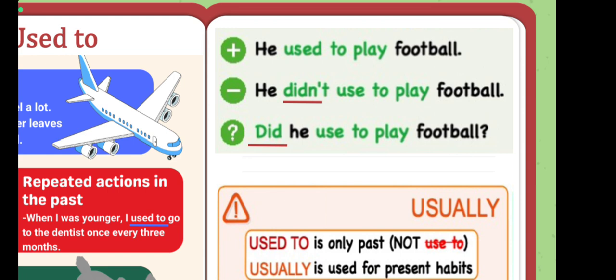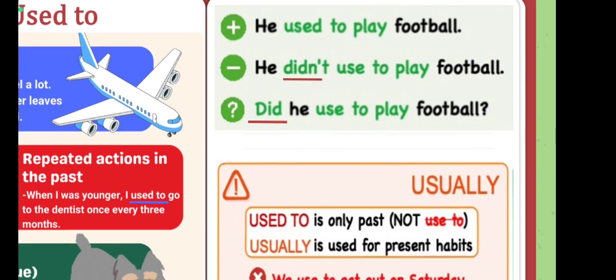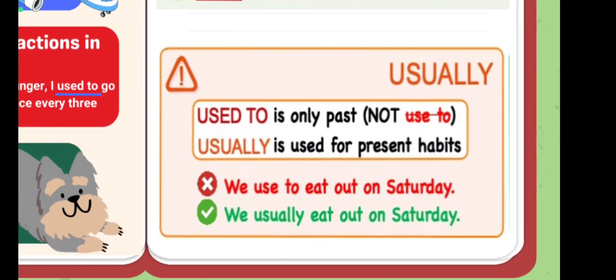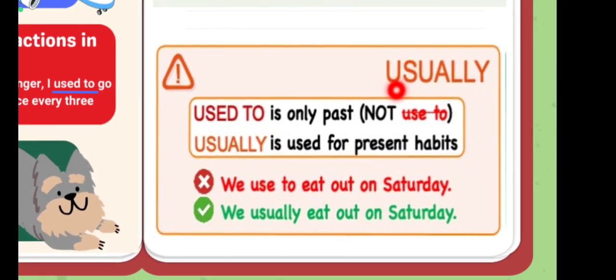No, teacher. Oh, okay, great. So here we have another important word that is "usually". Be careful with this. Remember that "used to" is only, this is important, only in the past. So we don't use "used to" in the present. It has another meaning. It has a completely different meaning in present form.